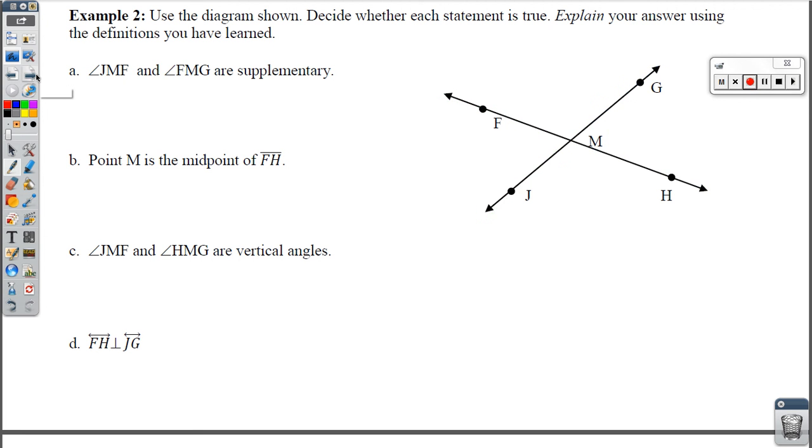All right, part D. It says line FH is perpendicular to line JG. So that's just the two lines that you see here. It's saying these two lines are perpendicular. Well, there's nothing on this picture that would indicate that they actually are perpendicular. We don't have any kind of marking that would indicate that. Nothing in the instructions either. There's no information here that would indicate that they actually are perpendicular, so we can't say that they are.